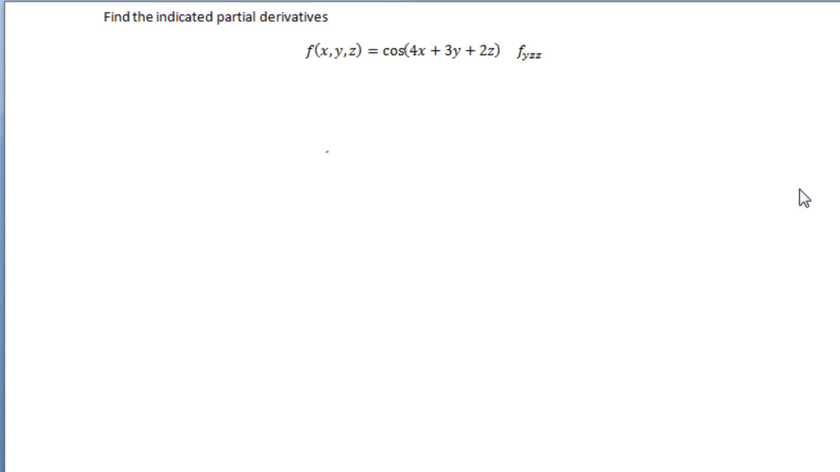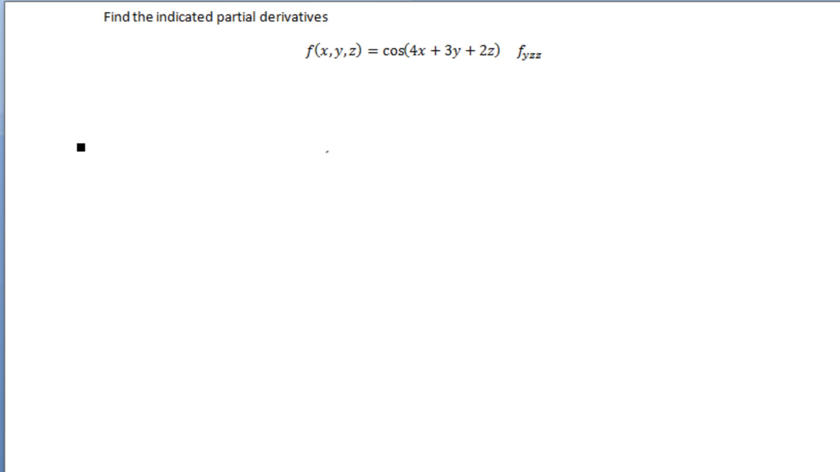So what we're going to do in this problem is find the indicated partial derivative of the following function. F of x, y, z equals the cosine of 4x plus 3y plus 2z. And we're going to find the partial derivative with respect to y, then with respect to z, and then with respect to z again. Okay? And it's going to be very straightforward. We're going to do it one step at a time.